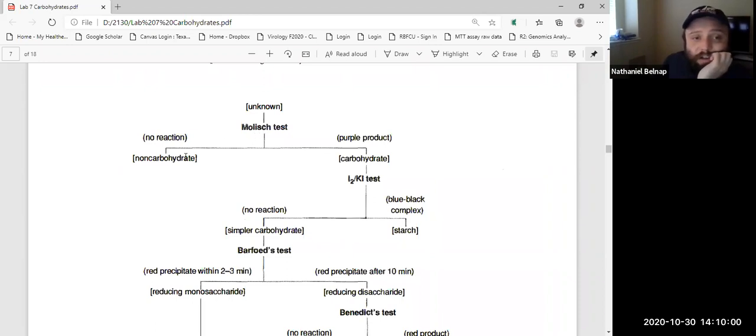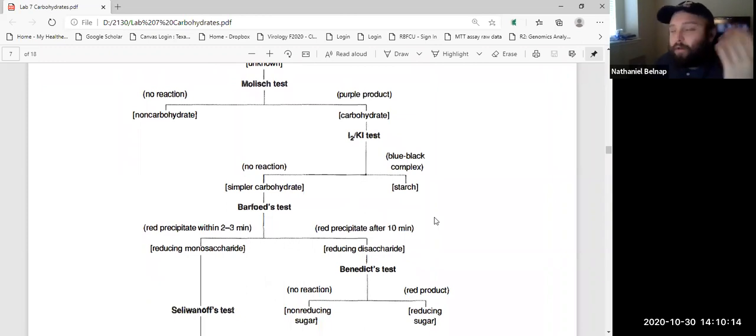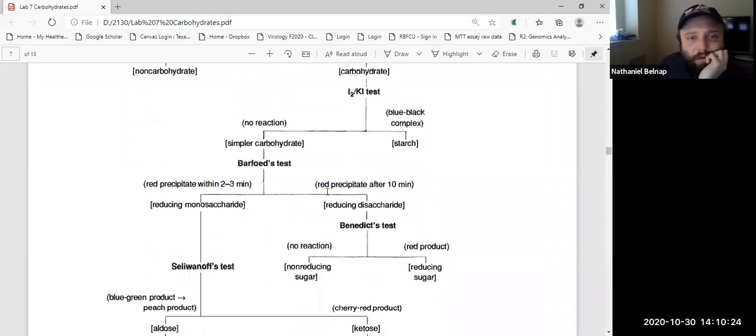So Molisch test. If there's no reaction, it's a non-carb. And if it's a purple product, it is a carb. Okay, cool. Well, what kind of carb is it now? Okay, let's do the iodine test. Okay, we got blue-black. Well, it's a starch and it stops there. Okay, if there's no reaction, then let's see what kind of carbohydrate it is. That's not a starch. So we'll see what kind of a carb it is.